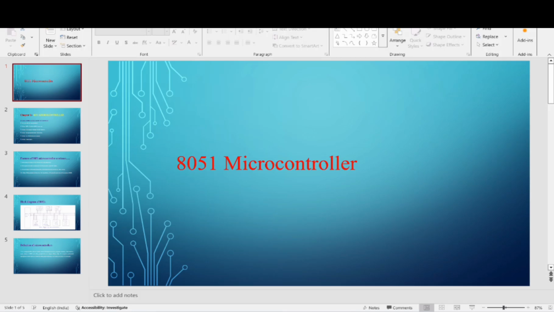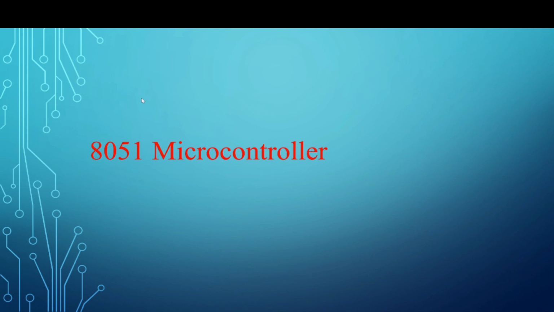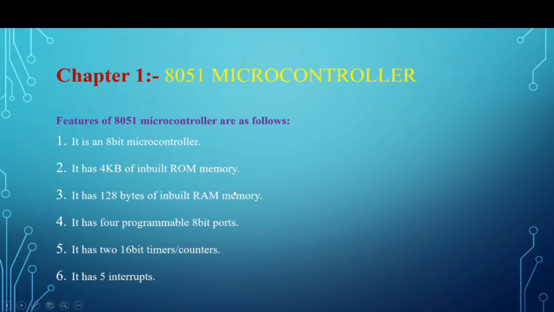Hello everyone. Today I'm going to explain the architecture of the 8051 microcontroller. The 8051 is an 8-bit microcontroller, which means its data bus is 8 bits in size. When the data bus is 8-bit, the arithmetic logical unit, which performs operations on data, is also 8-bit in size. So I can perform only 8-bit arithmetic logical operations at a time.